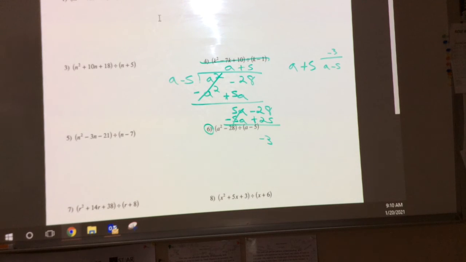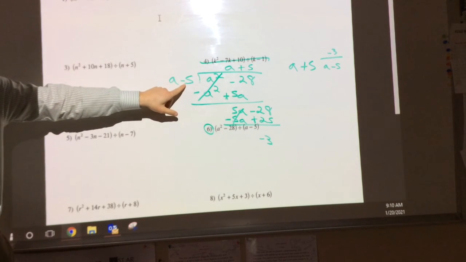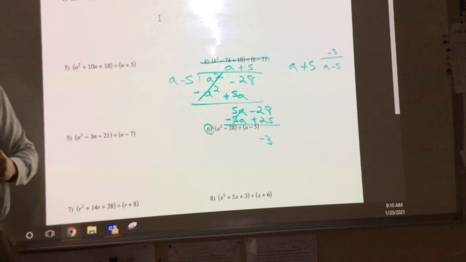Brian, whenever you're doing the remainder, do you use the thing that's on the outside? This over here. This is for your denominator and your remainder.